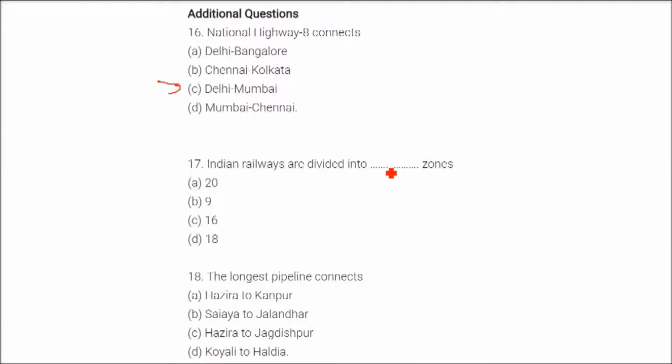Indian Railways are divided into how many zones? The answer is 18 zones now. If you see the NCERT book, it will show you 16, but it is now 18. This is the recent one. The longest pipeline connects Hazira to Jagdishpur, HVJ. This is the Hazira Jagdishpur line.